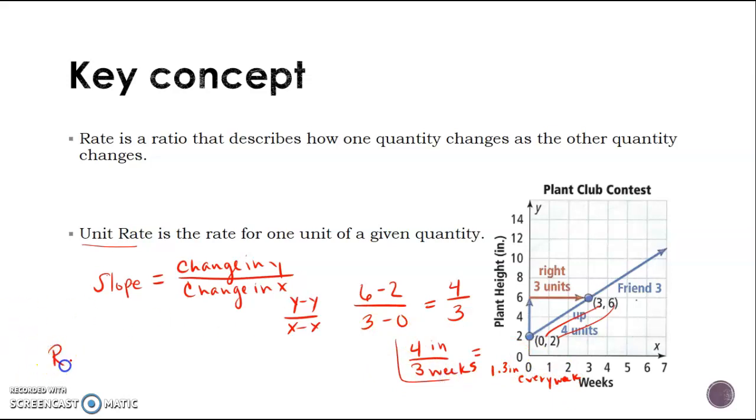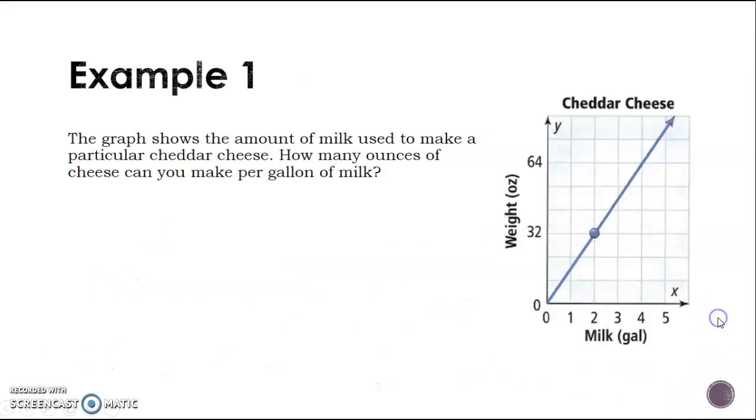So we're going to write this over here where we have more room. Rate would be 4/3, and a unit rate would be 1.3. So 4 inches every 3 weeks, unit rate being 1.3 inches each week. Okay, so let's practice.